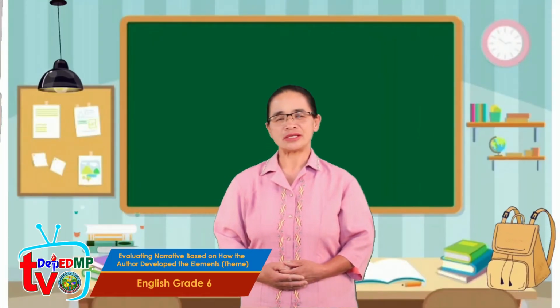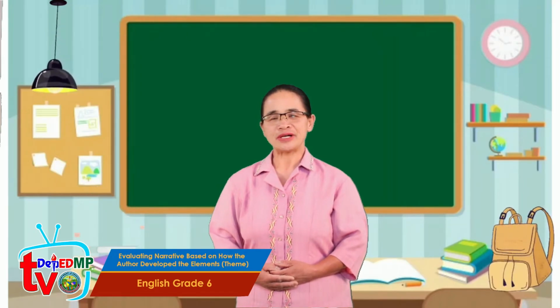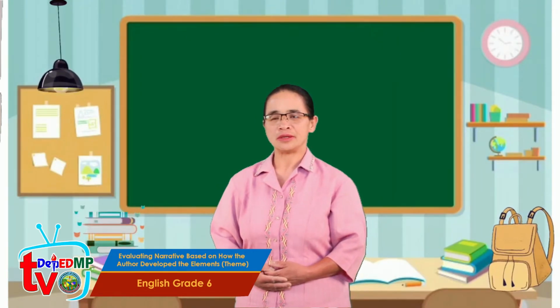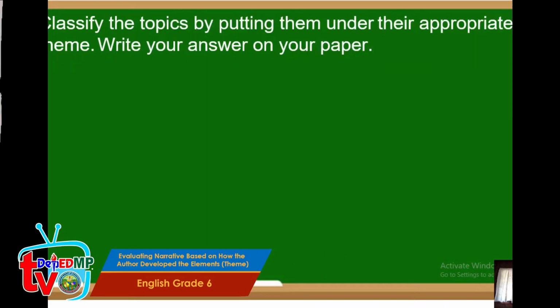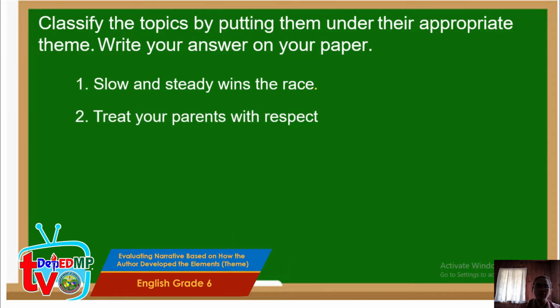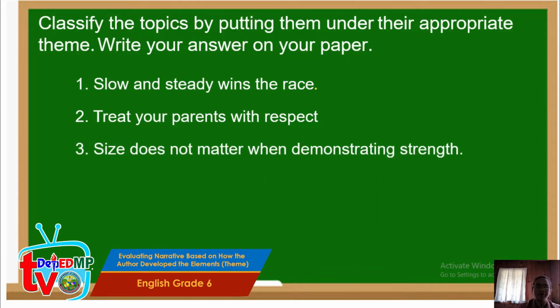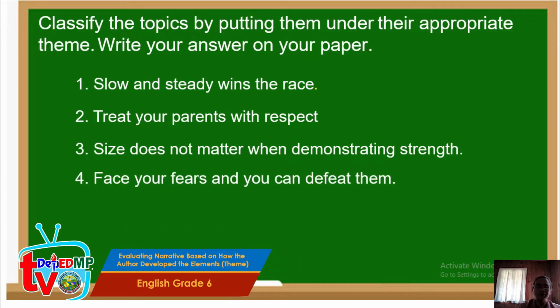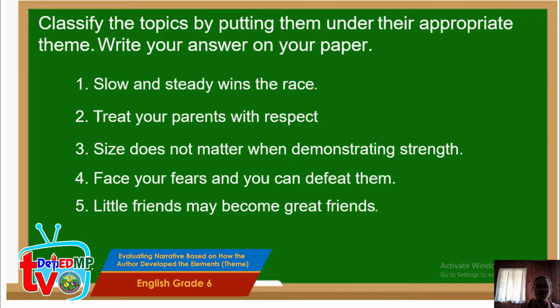Let's see if you can do the next activity. Classify the topics if they show patience, courage, or kindness. Write your answer on your paper. Here are the topics. 1. Slow and steady wins the race. 2. Treat your parents with respect. 3. Size does not matter when demonstrating strength. 4. Face your fears and you can defeat them. 5. Little friends may become great friends. And number 6. Never give up. Persistence pays off.